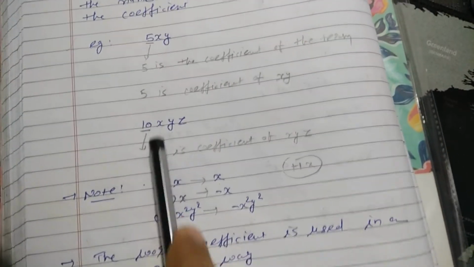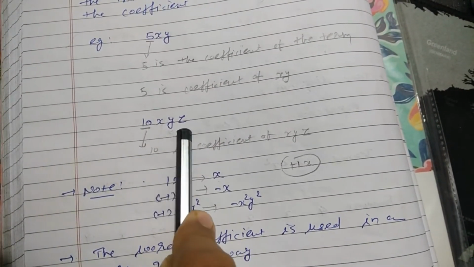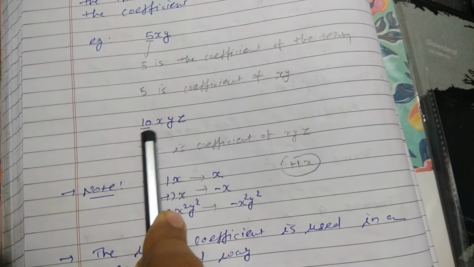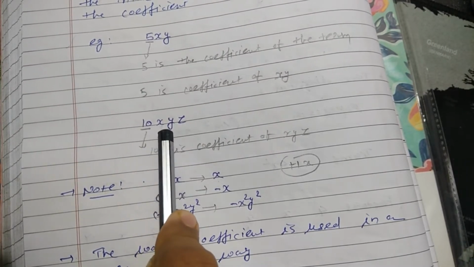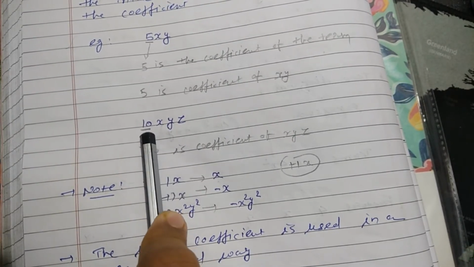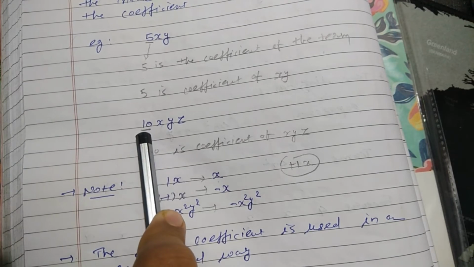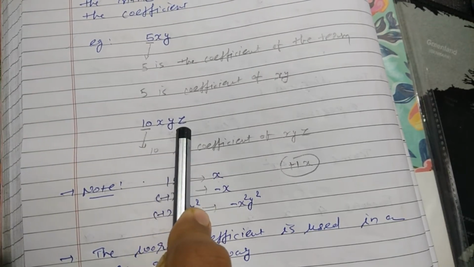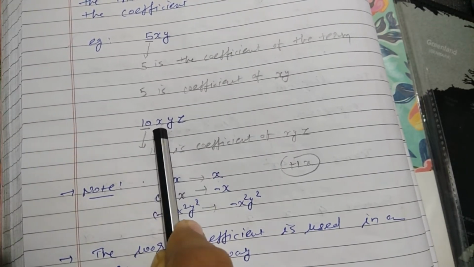Now another example, we will take 10xyz. In this term, this number 10 is a numerical coefficient of the term, or we can say that 10 is a numerical coefficient of xyz. Here x, y, z are in multiplication.